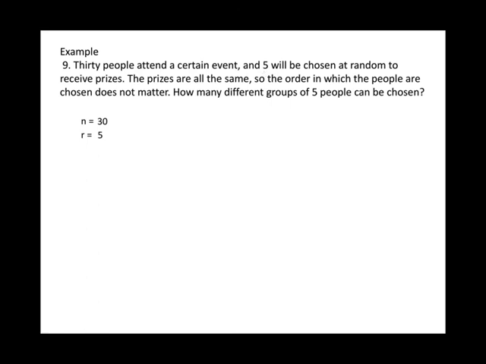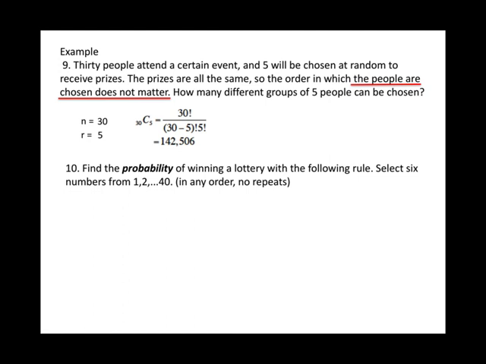And then read the question carefully. They say the order in which people are chosen does not matter. It means whether you are the first one or the last one to pick, you're going to receive the same prize. So order does not matter. That's why we're going to use combination. So that would be 30C5. Use the calculator. You should get this answer. And then try number 10.